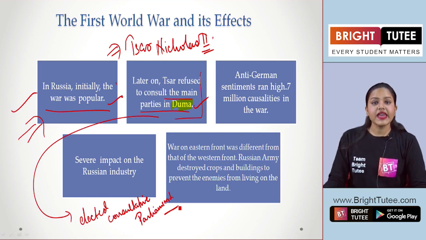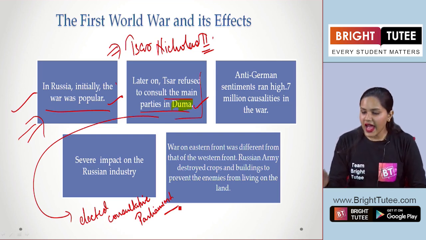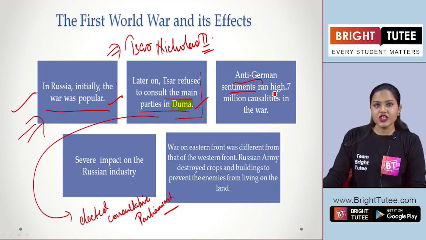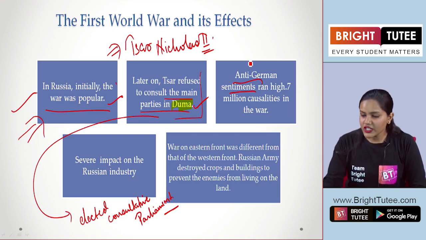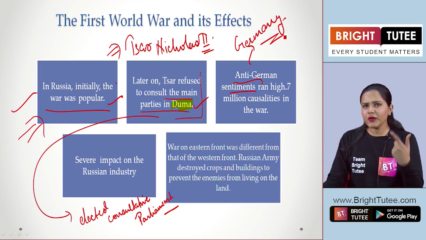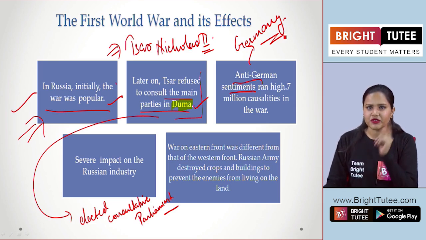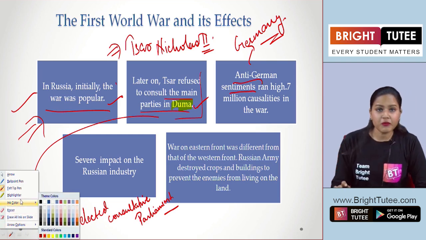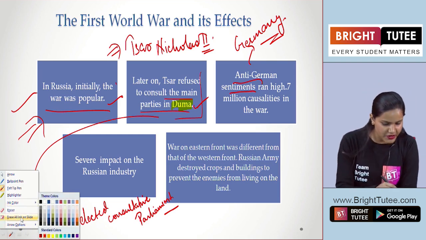Now what are we seeing here? In Russia, anti-German sentiments ran high. Yes, students. So what were we seeing there? People were opposing which country? Germany. Therefore, if you remember the name St. Petersburg, do you remember the name? I told you that it was one of the most important cities in Russia.